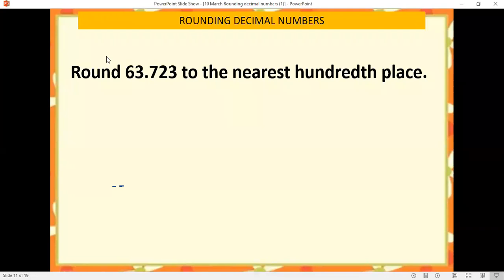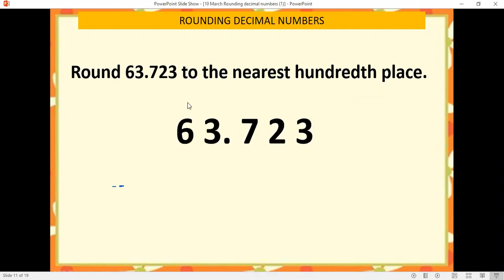Okay, so let's move to the next objective. Now, the next thing that you're going to do is round to the nearest hundredth place. So you know already which one is the hundredth place, correct? The hundredth place will be the second decimal place after the point. So 2 is in the hundredth place. Okay, so 63.723. Which one are we going to underline? We are going to underline the 2. And we will think about 3.